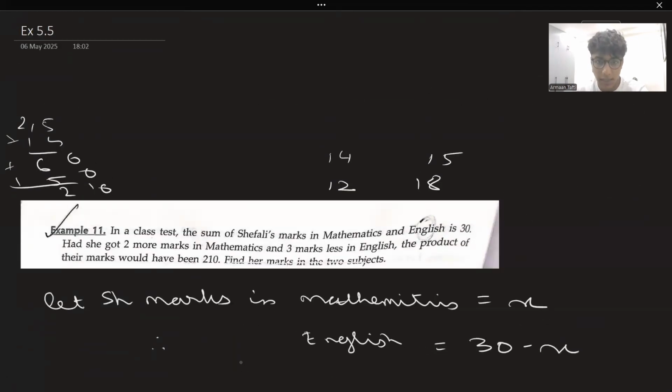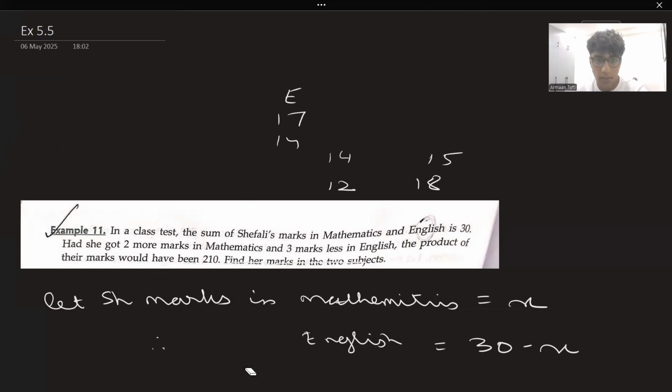Second answer we got was 13, right? So if I take Shefali's marks in mathematics as 13, then English will be 30 minus 13, which is 17. And 2 marks more in mathematics is 15. 3 marks less here is 14. Again, you get 15 into 14, and you get your answer 210. So her marks in the two subjects.